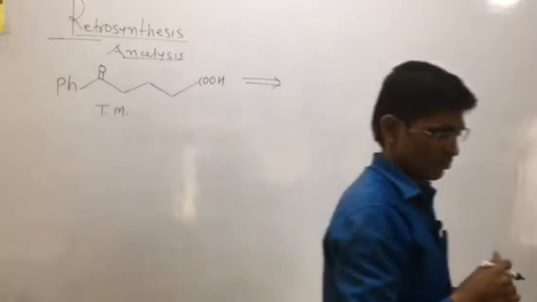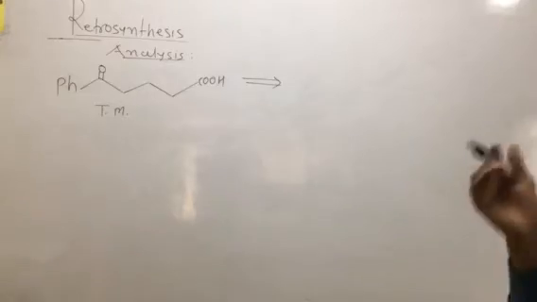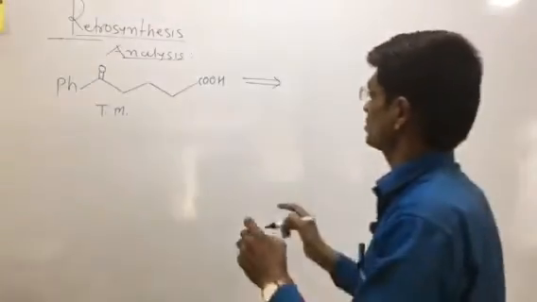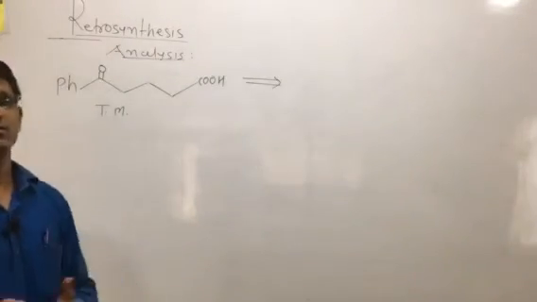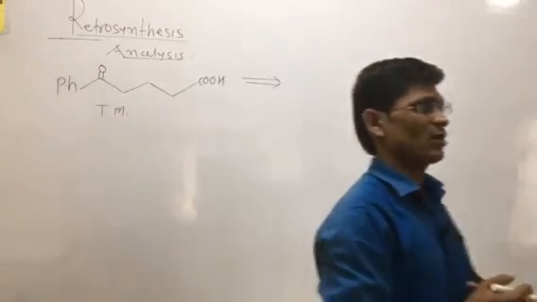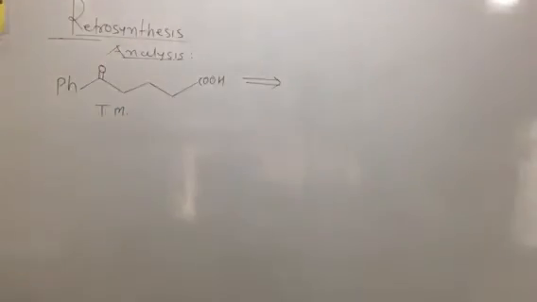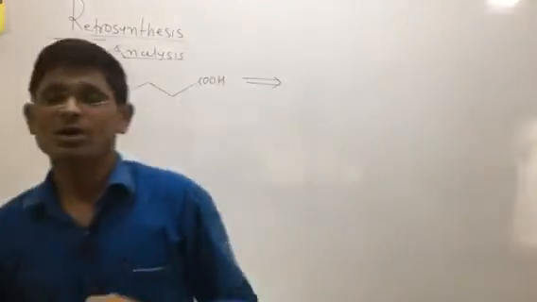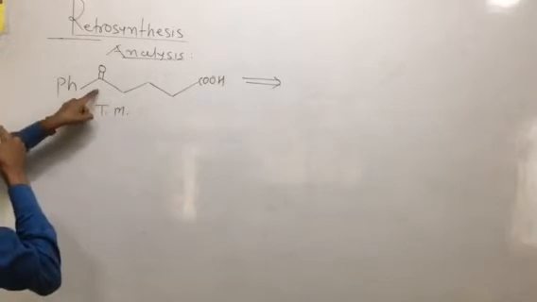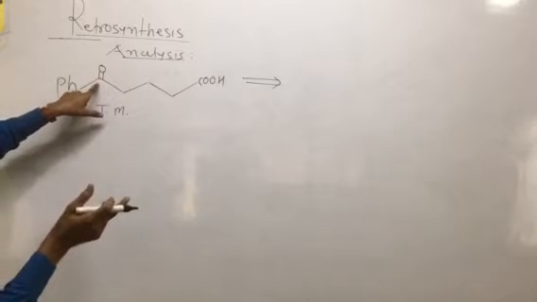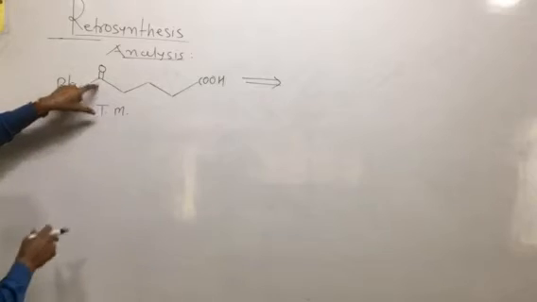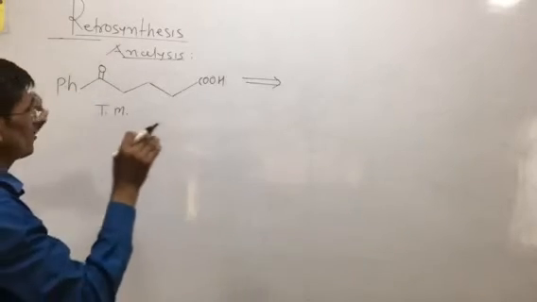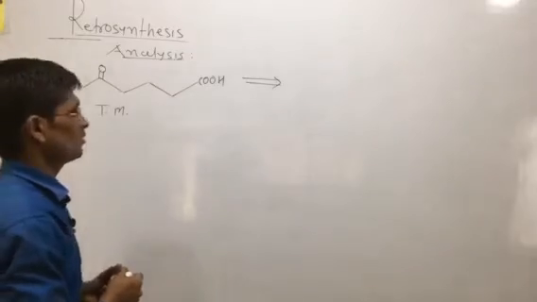Here the given target molecule has two functional groups, one is the keto and the other is the acid. As we know, acid is obtained from a Grignard reagent reacting with carbon dioxide. And how is the ketone obtained? The ketone is obtained from an alcohol. It should be a secondary alcohol, because the oxidation of a secondary alcohol gives the ketone. That is why we have to plan the synthesis, meaning the design of the target molecule.